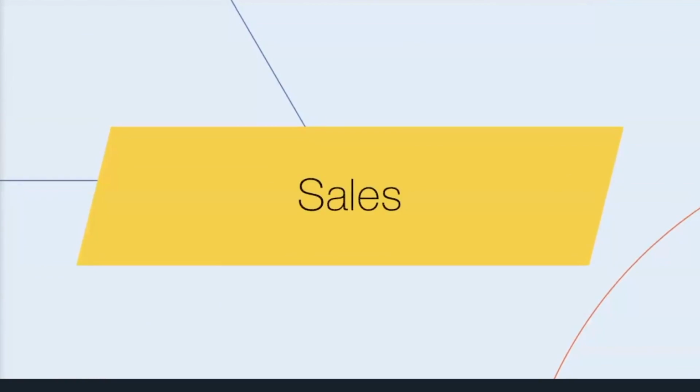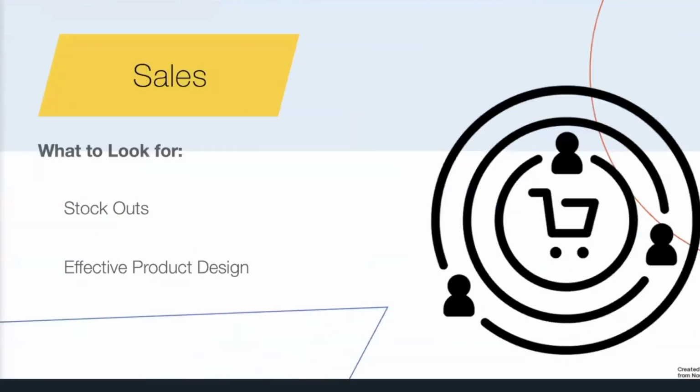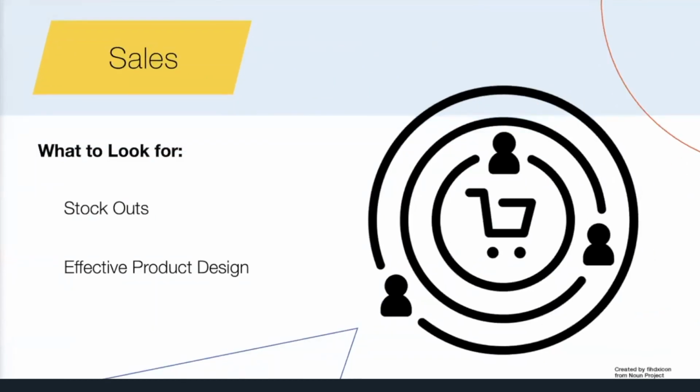The next fundamental to look into when debriefing the report is sales. Are your product sales matching your expectations? When you compare your sales to the industry average, you'll want to ask the question, are my sales lower or higher than average? Why? When analyzing your sales, there are 2 main factors to consider: availability and product design. Did we stock out? Did we offer products that were well matched to our customers' expectations?